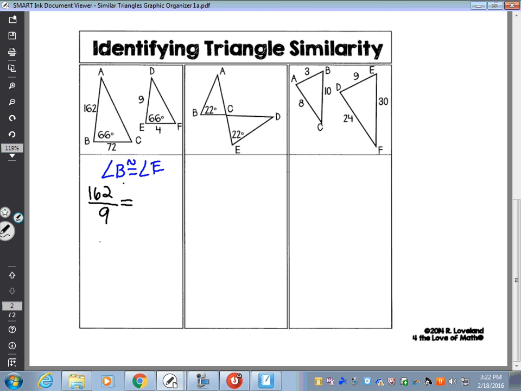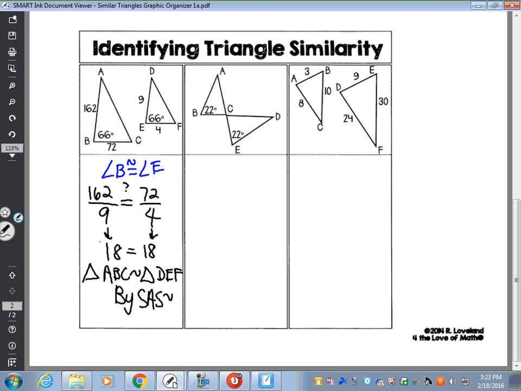162 over 9. Does that equal, we're going to try to figure that out, 72 over 4? All right, write those corresponding side proportions, and then use your calculator to simplify it. Let's do divide, basically. We should get a number here. Yeah, 18 equals 18. So we know they're similar, right? So we need to write the similarity statement. Triangle ABC is similar to triangle DEF by what? Side angle side similarity.